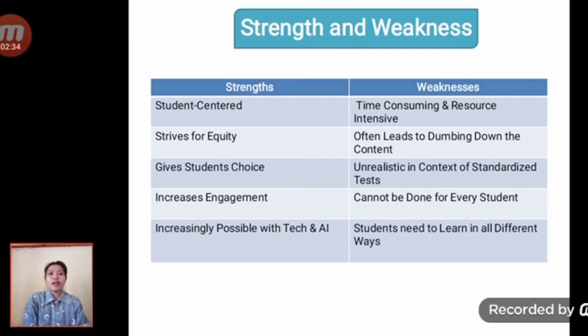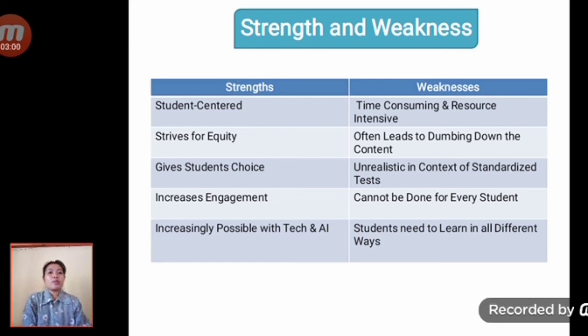And the last strength is increasingly possible with technology and AI. Although it may be difficult to differentiate lessons, it is getting easier. We now have technology that studies students' strengths, weaknesses, and preferences. With technology, the teacher can vary the way lessons are taught more effectively.